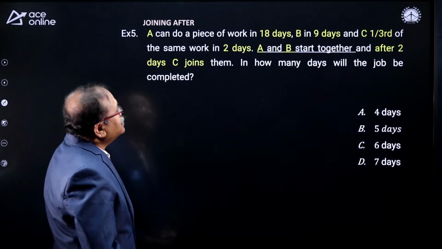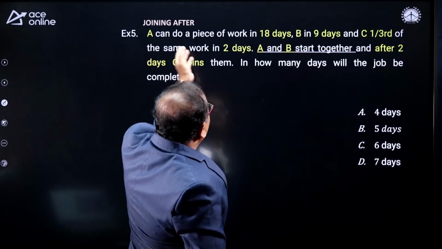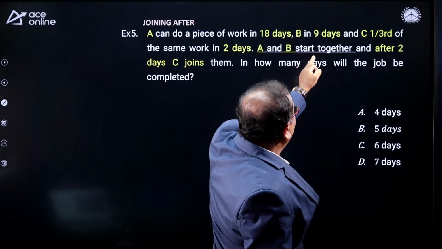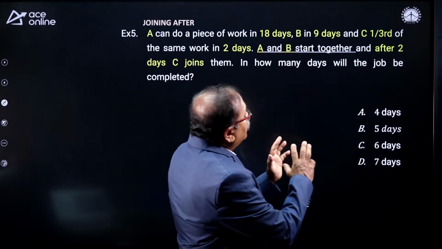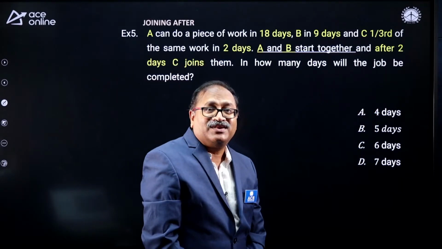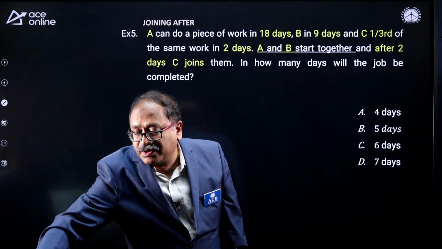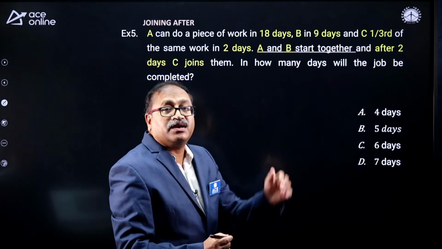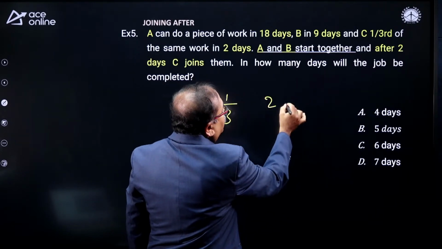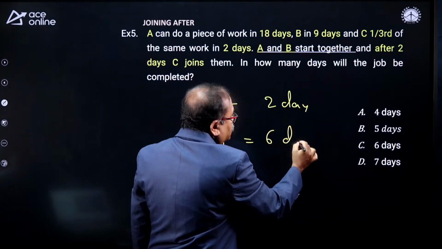Here. Now this is example 5. Let's see what this example is all about. A can complete a piece of work in 18 days and B in 9 days and C completes 1/3 of the same work in 2 days. So here what does it mean, that C completes one work in how many days? If I know that 1/3 of the work is done in 2 days, then one work will be in how many days? Obviously it is in 6 days.